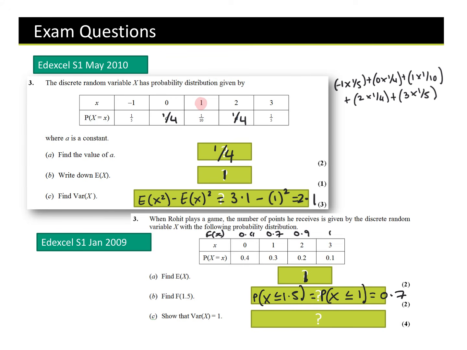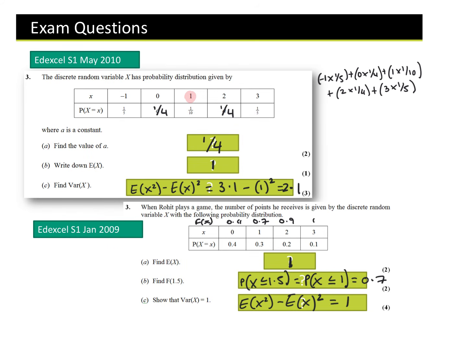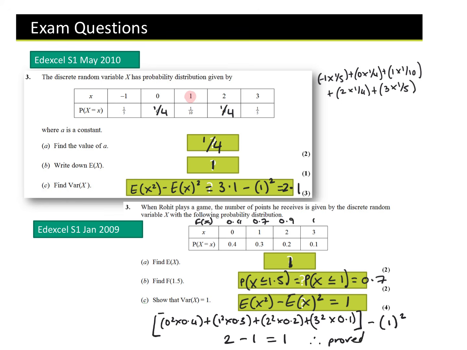Then it says, show that the variance equals 1. We've got E of x, we need E of x squared minus E of x all squared. We need to show that equals 1. When it says show that, you've actually got to show all your work in. 0 squared times 0.4 plus 1 squared times 0.3 plus 2 squared times 0.2 plus 3 squared times 0.1, all in a bracket. We're going to minus 1 squared. This is going to give me 2 minus 1, which equals 1. Therefore, proved.